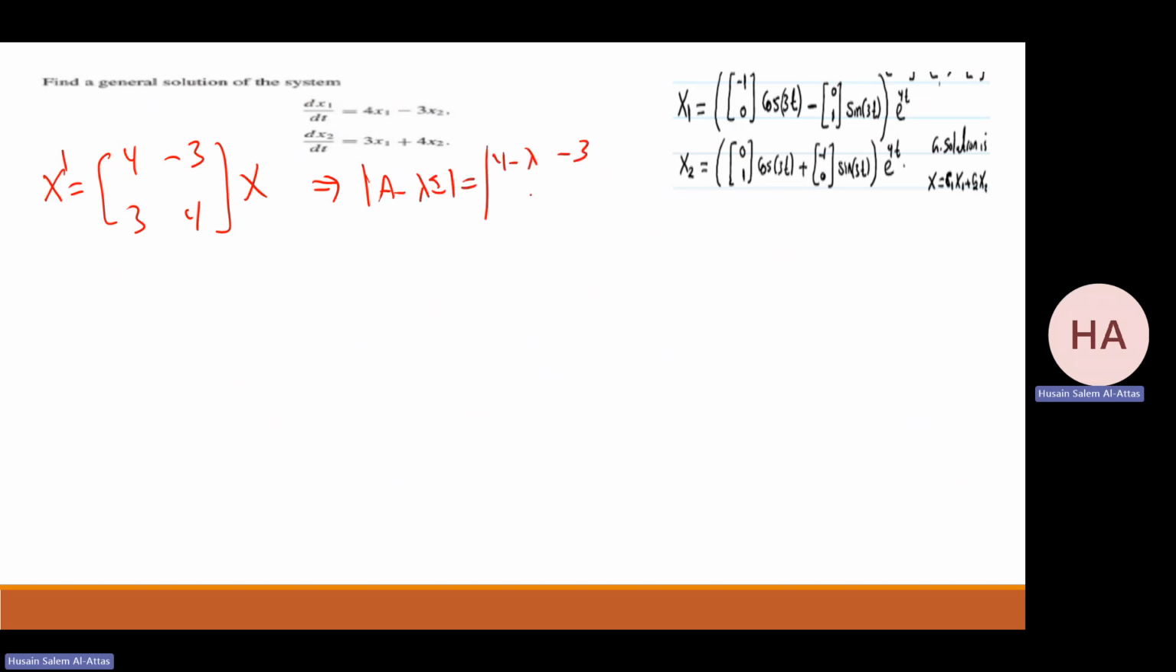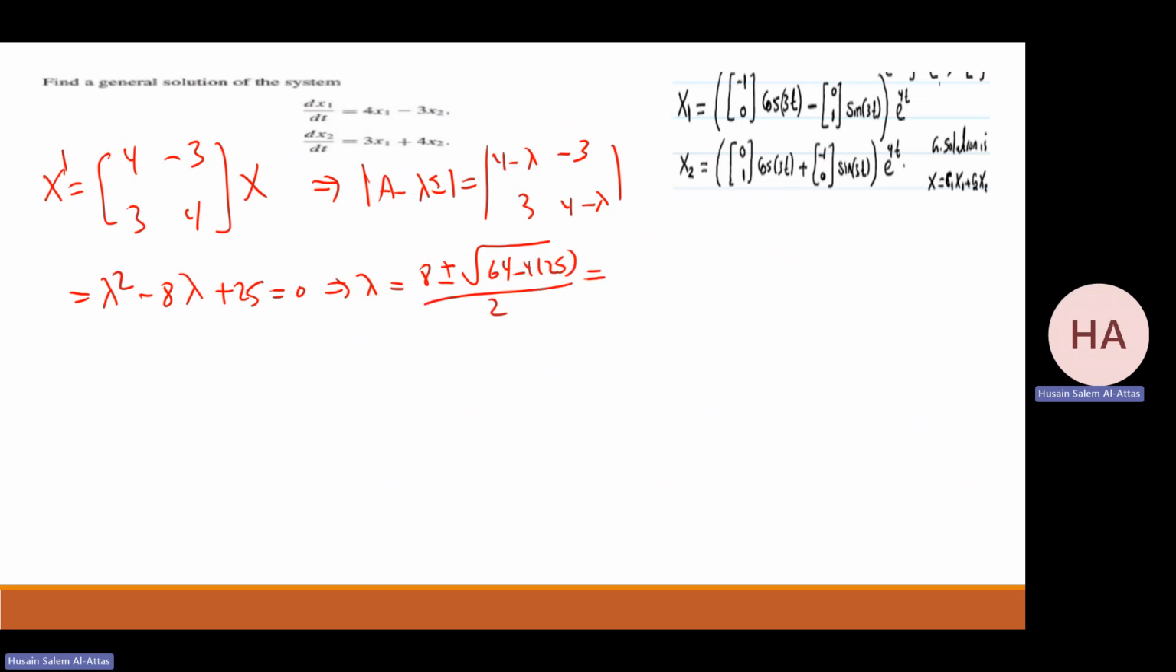4 minus lambda, 2, 3, 3, 4 minus lambda. That will be lambda square minus 8 lambda plus 16 plus 9 plus 25 equals 0. So lambda will be what? 8 plus or minus the square root of 64 minus 4 times 25, over 2. This is 36, so it will be 6. So it will be 4 plus or minus 3i. Yeah. So alpha equals 4 and beta equals 3.